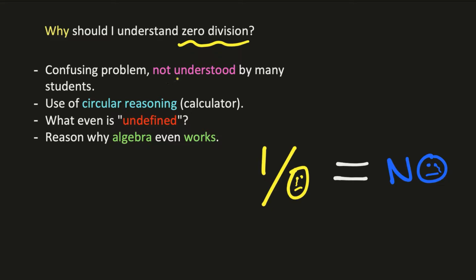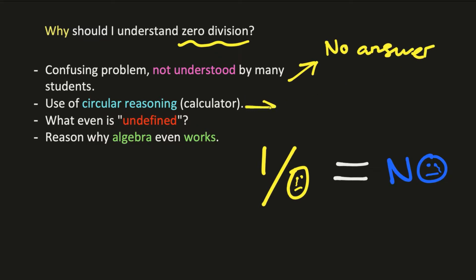I made this video with the intention of showing why zero division cannot be done and clarifying any confusion around it. So as we know, zero division is typically a confusing problem, and many students simply assume that it cannot be done without actually seeing any proof of it.